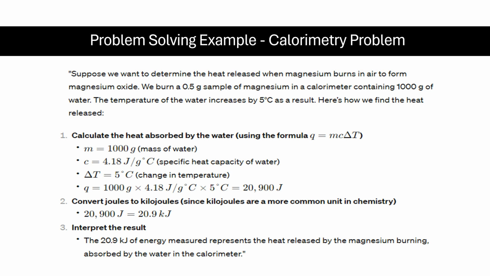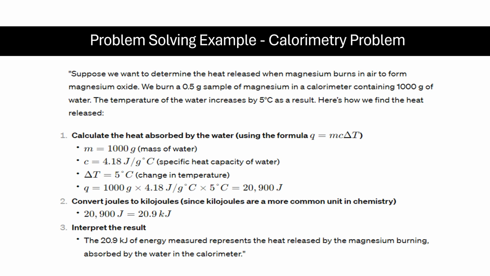Calculate the heat absorbed by the water using the formula. Take note of this formula: Q is equal to mcΔT. m is equal to the mass of water. c is the specific heat of water. So it's c here in chemistry. Specific heat is the meaning of c in chemistry, while in physics it's the speed of light. For water, it's 4.18 joules per gram degree Celsius.